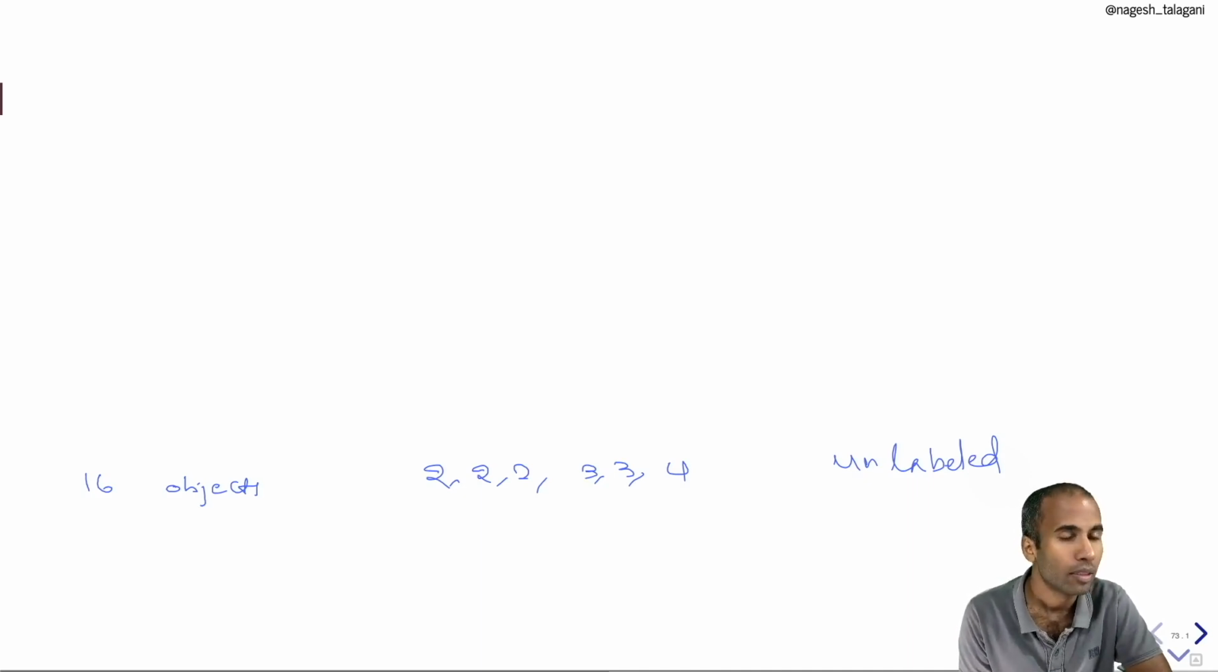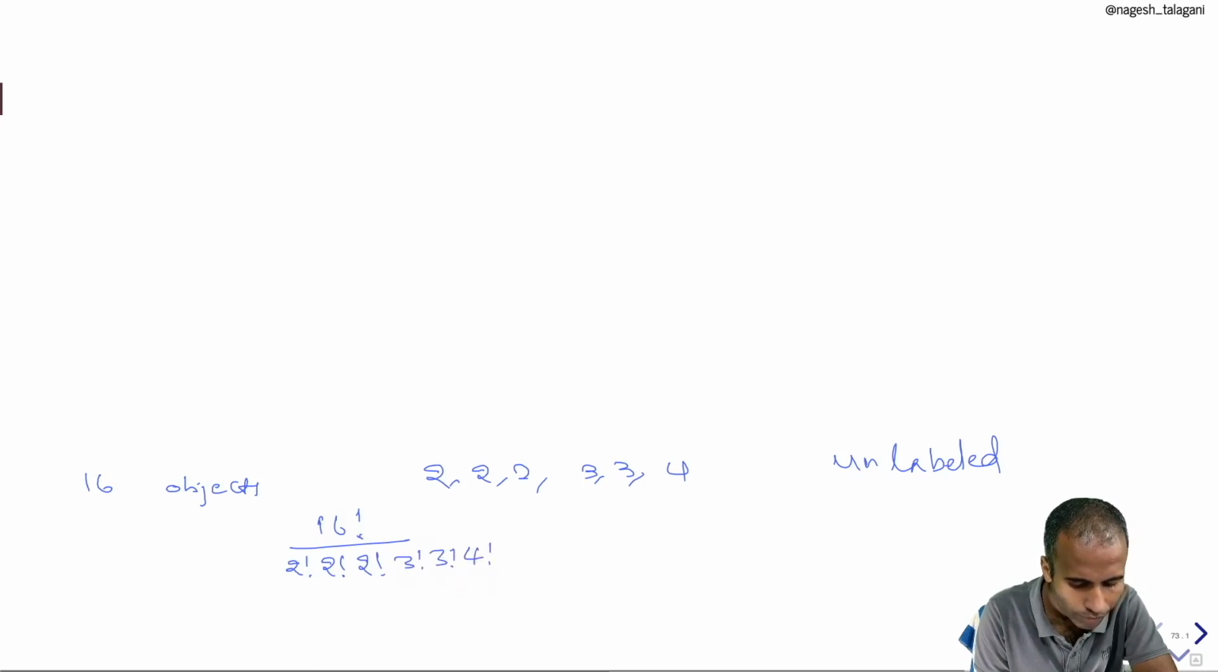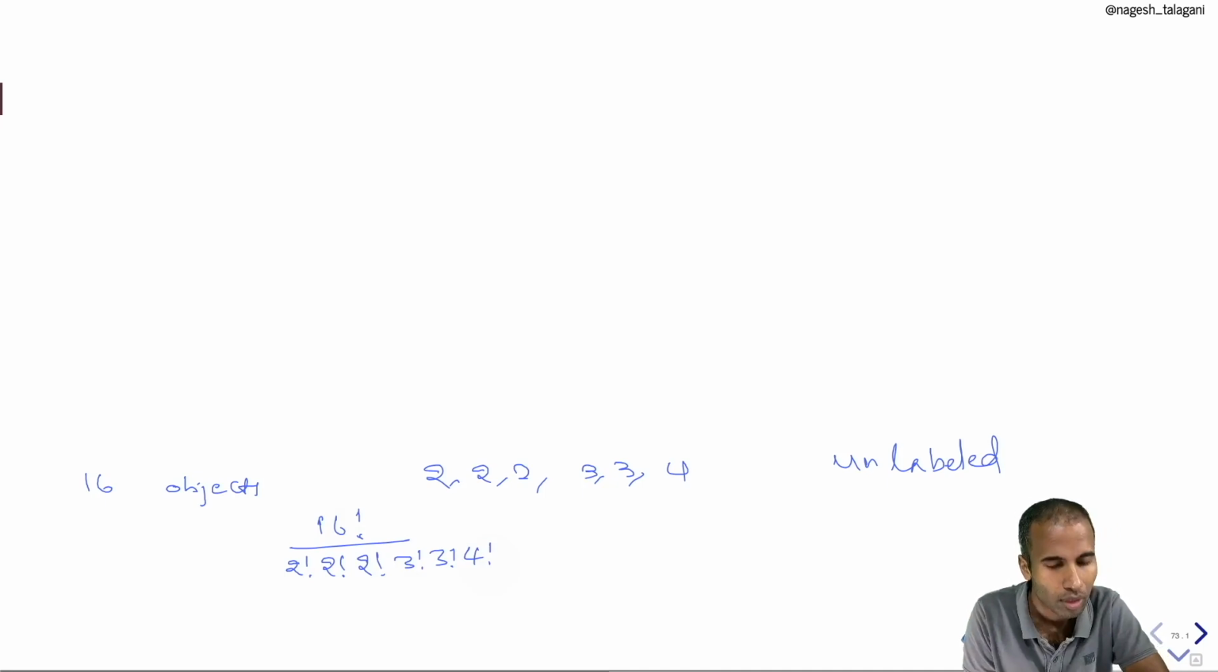Okay? So we know that the answer is not going to be 16 factorial by 2 factorial, 2 factorial, 2 factorial, 3 factorial, 3 factorial, 4 factorial. This is not going to be the answer, right? Because we have a problem when we have the same sizes in the case of unlabeled groups. Now we have to fix it by dividing by something. That something is the over count of each division in this count, right? So how to get that over count?